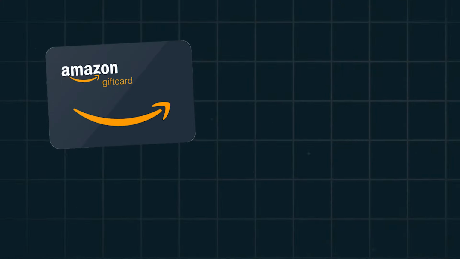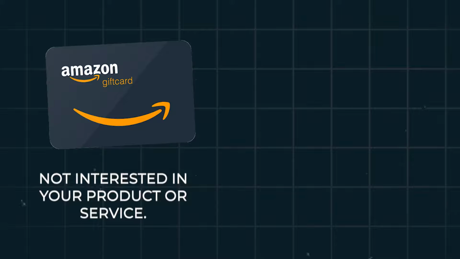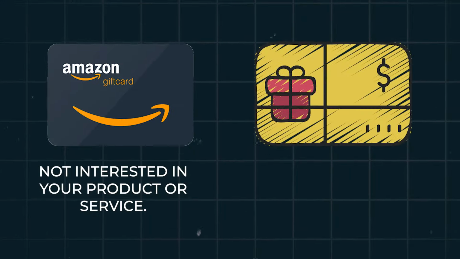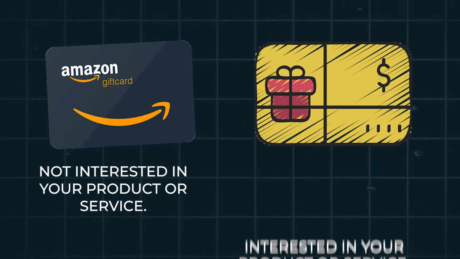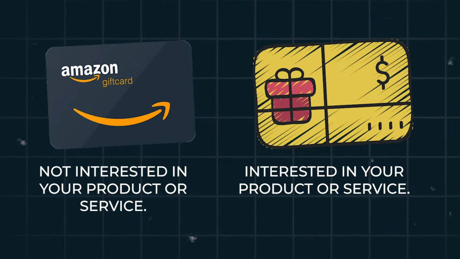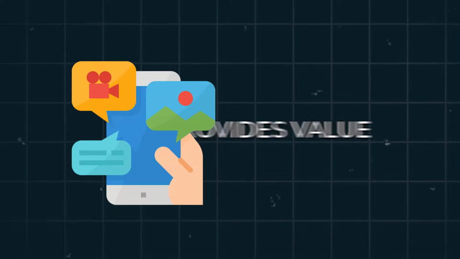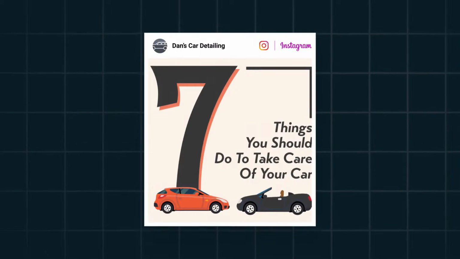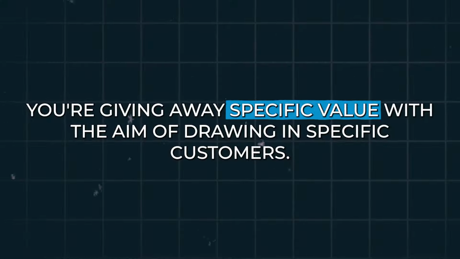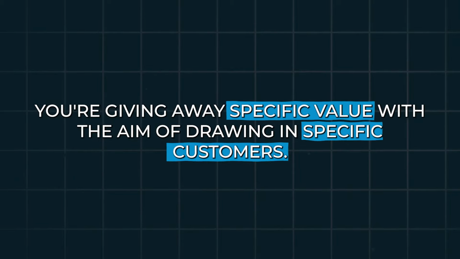People who follow you for an Amazon gift card are going to unfollow you as soon as they don't win the giveaway. Whereas if people are following you for a chance to get their car detailed for free, you know that they have a car that they're interested in detailing. And if the rest of your organic content provides value, such as how to take care of their cars in between visits, or by showing awesome before and afters, those people are going to stick around because they want what you're selling even if they didn't win the giveaway. Think of your content like this. You're giving away specific value with the aim of drawing in specific customers.